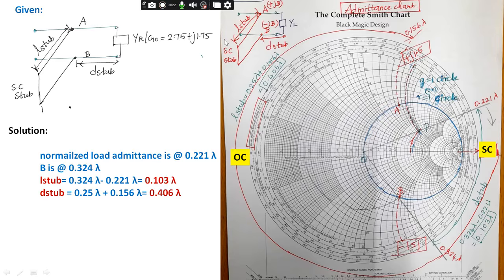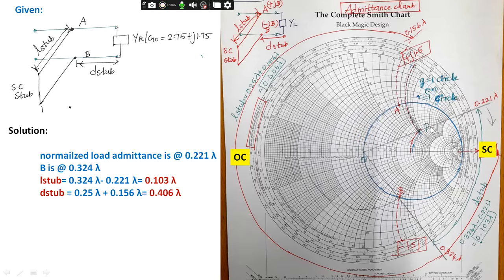That is 2.75 plus j 1.75. If you could see here, 2.75 is lying above this 3 value, and coming to 1.75, this is 1.4, and this is not 1.4, this is 1.6, and this is 1.8. 1.7 will be here, so 1.75 is in the middle of that. The intersection of these two is point P, where the normalized load admittance is available. Now we are going to draw a straight line connecting the center of the Smith chart and this point P, taking that as radius, draw a VSWR circle.